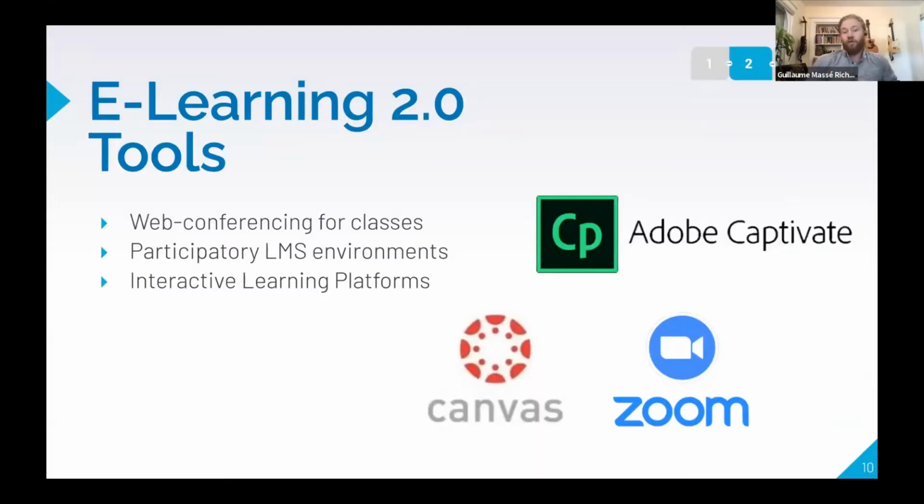Here are a few examples of the tools that some of you may be familiar with at this point. As an educational technologist myself, I rely on these suites of tools to make e-learning more connected and engaging for the student. We use tools like Zoom and Skype for web conferencing, much as we are right now. We use participatory learning management systems such as Canvas or Moodle, where participants can access course information, study materials, and collaborate on projects at a distance with other students. We also have authoring tools like Adobe's Captivate or Articulate Storyline 360, and these allow us to create highly interactive e-learning courses.